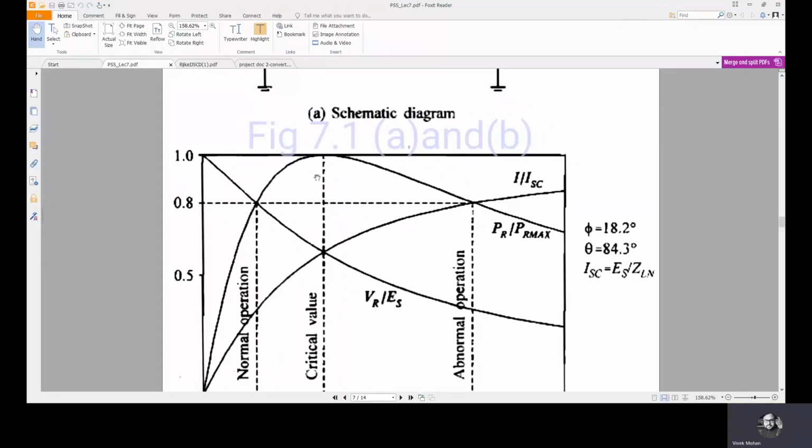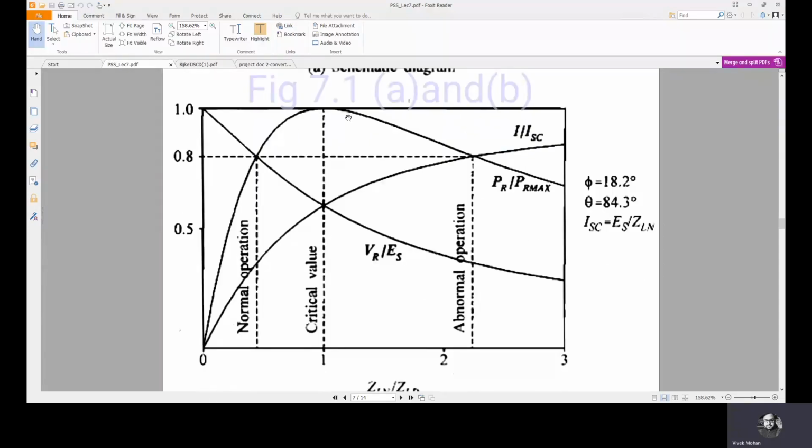To both the sides of this point, we have PR less than maxima, right? PR less than maxima. So this is the characteristic of power with respect to increase in ZLD.